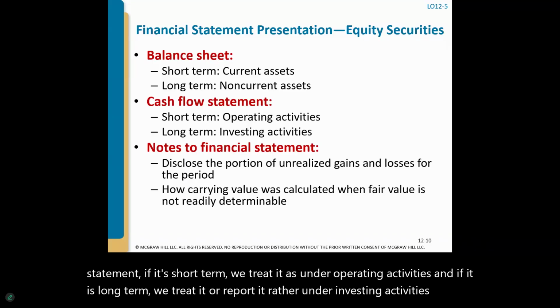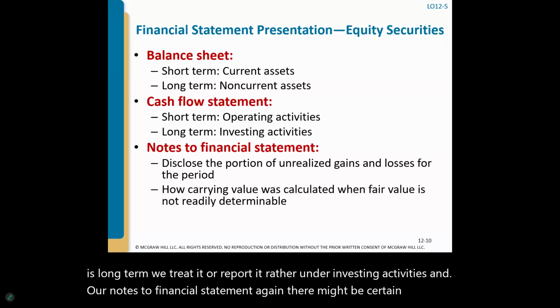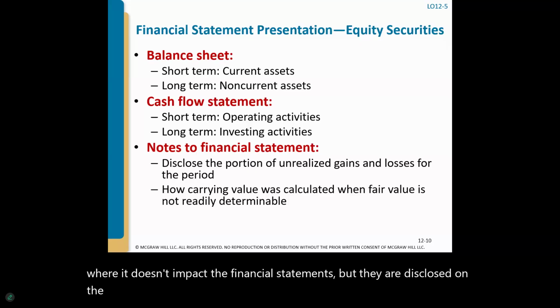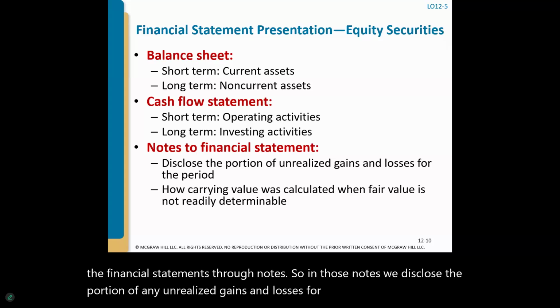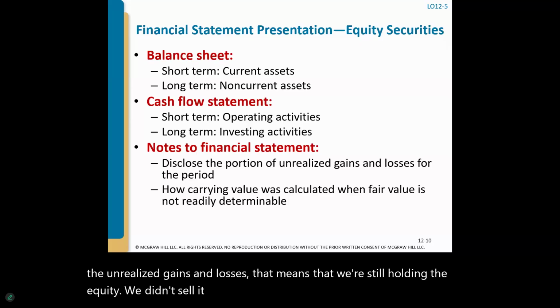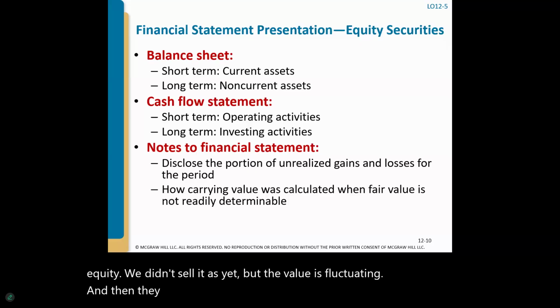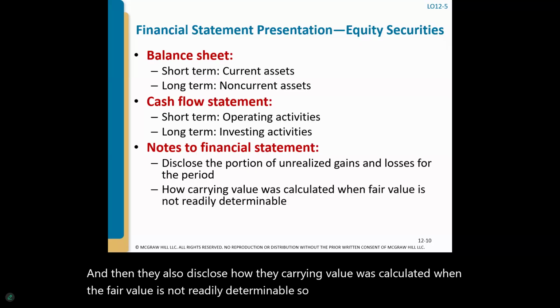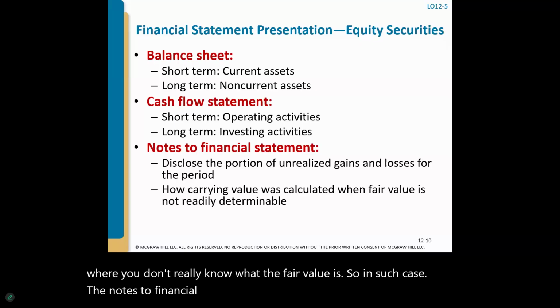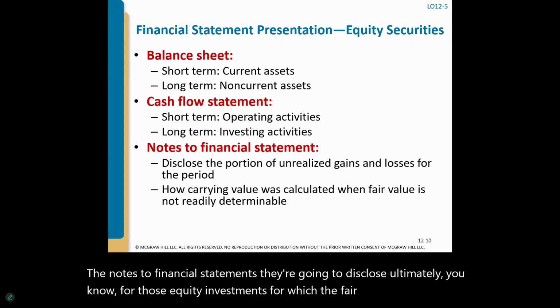And then we have our notes to financial statements. Again, there might be certain situations where it doesn't impact the financial statements, but they are disclosed through notes. So in those notes, we disclose the portion of any unrealized gains and losses for the period. And remember, unrealized gains and losses mean that we're still holding the equity. We didn't sell it as yet, but the value is fluctuating. And then they also disclose how the carrying value was calculated when the fair value is not readily determinable. So maybe there are some situations where you don't really know what the fair value is. In such case, the notes to financial statements are going to disclose this for those equity investments for which the fair value is not readily determinable.